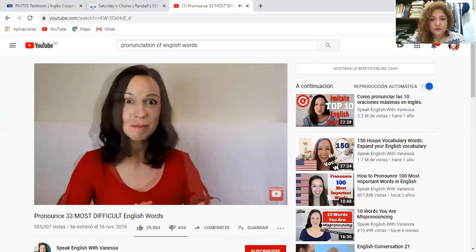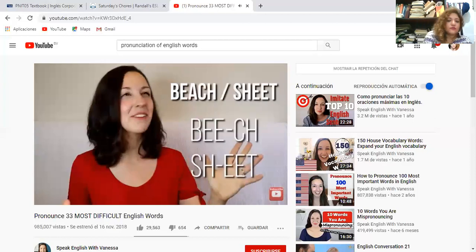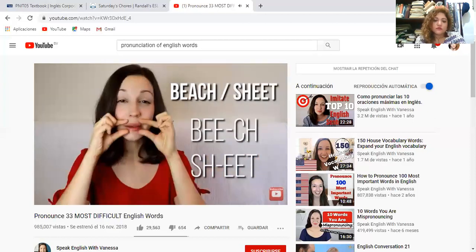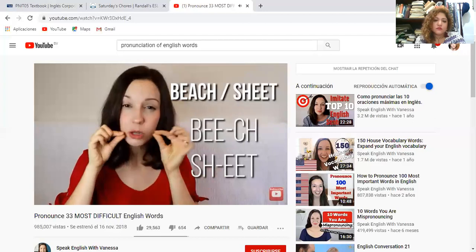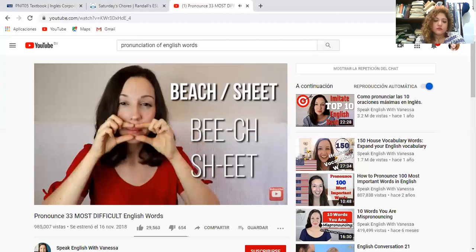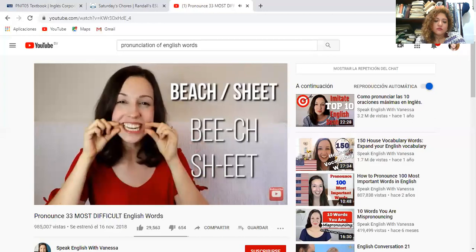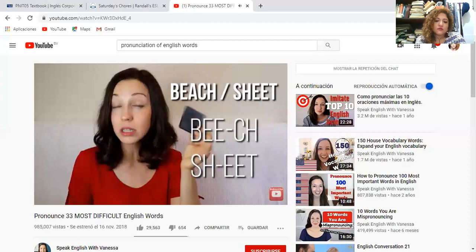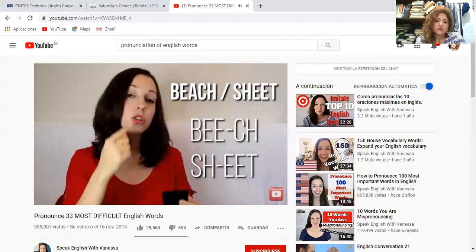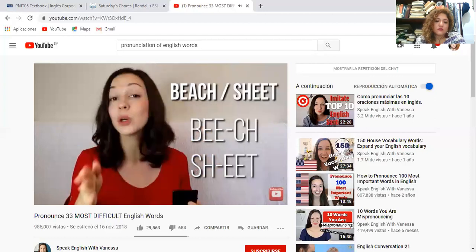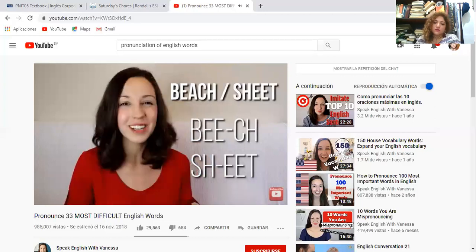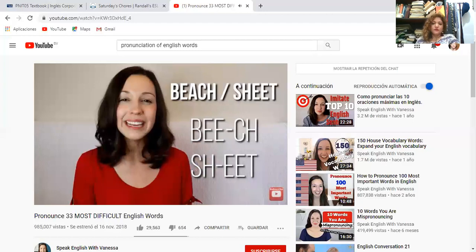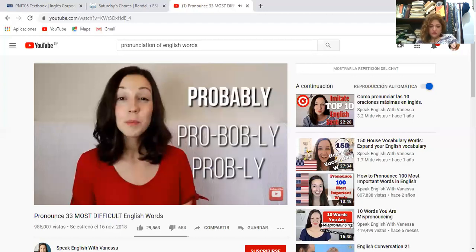Let's go. Number one, everyone's favorite, beach. Notice how my lips are kind of in a square shape here to make that long E sound. Beach. And also, sheet. I recommend using a small kind of hand mirror, something like this, so that you can see your lips and make sure that they look the same as mine. You can use it throughout this lesson. I hope it will be useful to you. Let's say that one more time. Repeat with me. Beach, sheet, probably.